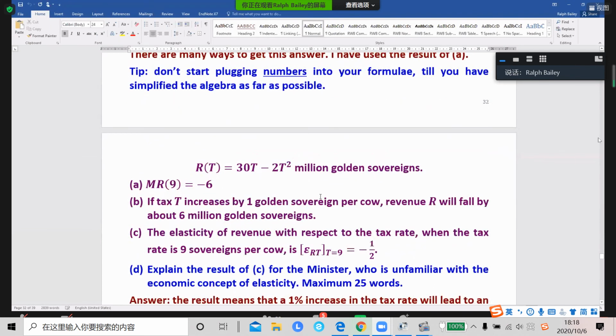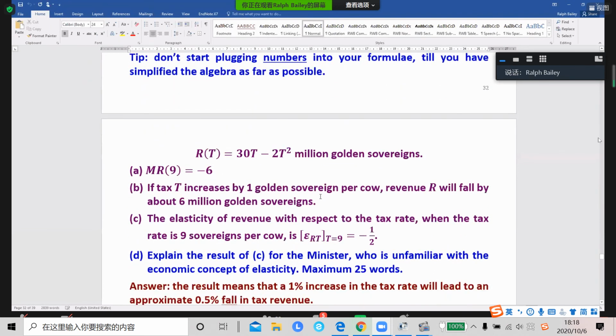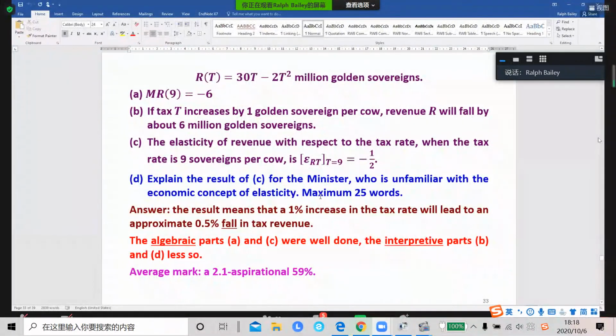Explain the result for the Minister of Finance, the final result. So what does this minus a half mean? It means a 1% increase in the tax rate will lead to an approximately 0.5% fall in tax revenue. And so students tend to do well on A and C, not so well on B and D. Quite often this happens when I ask for interpretations. Everyone is so maths focused. They tend to understress the need to understand what it means.